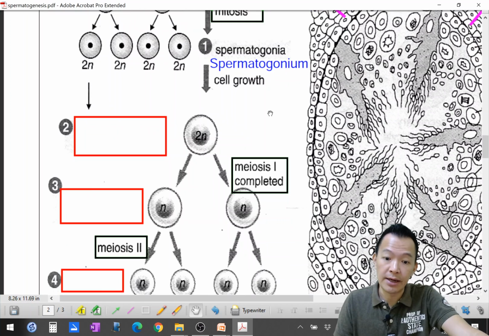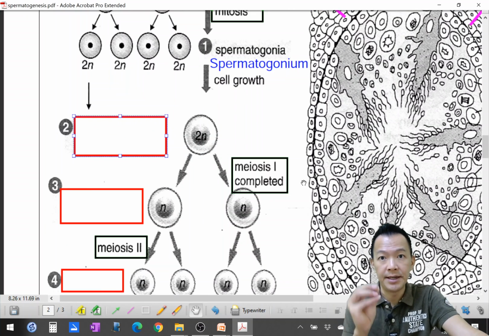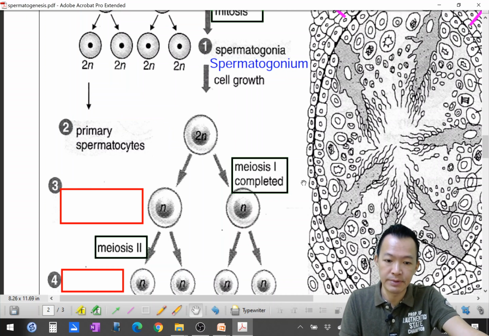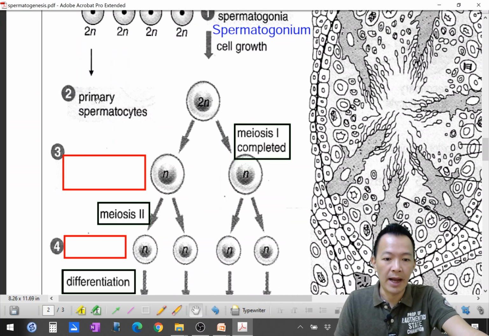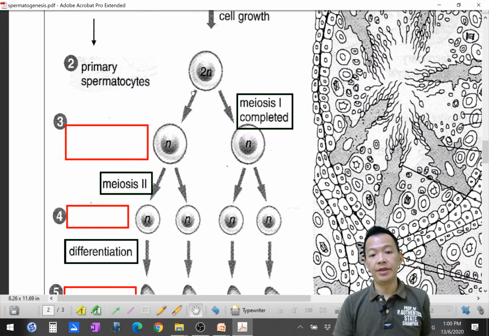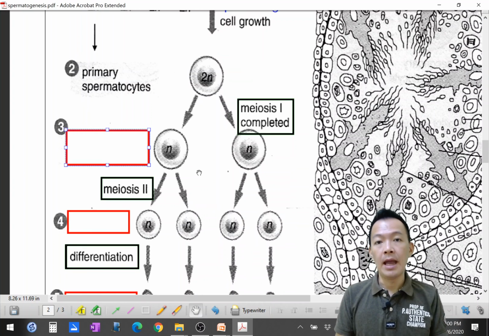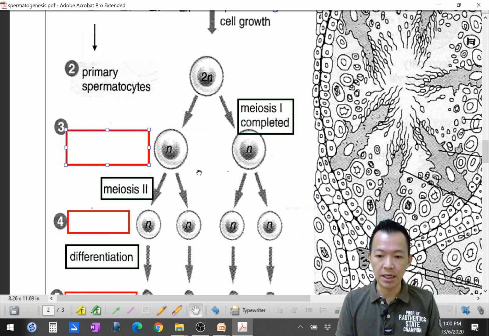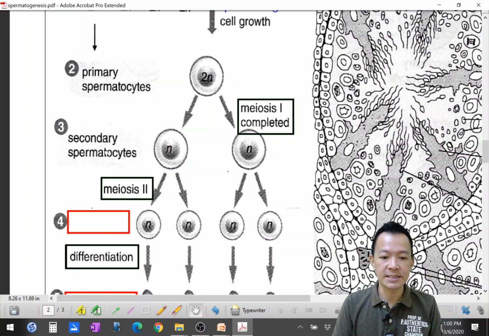The spermatogonia grow and become the large diploid cell called the primary spermatocyte, and primary is still diploid. Then it starts meiosis 1. After they complete meiosis 1, the diploid becomes half-ploid, and primary is now called secondary spermatocyte.